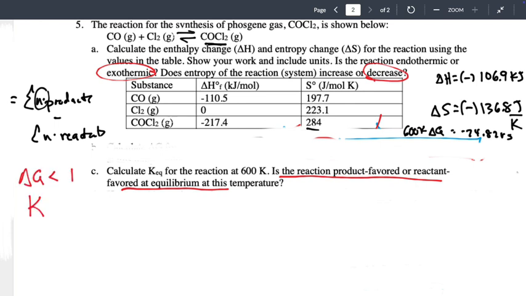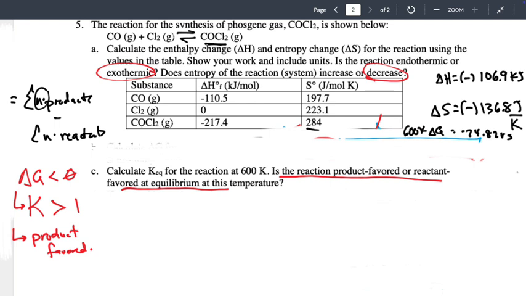Delta G less than 1. K is going to be, not less than 1, less than 0. That means your K is greater than 1, which means product favored. Okay. You also have an internal check because we know our K is supposed to be greater than 1.